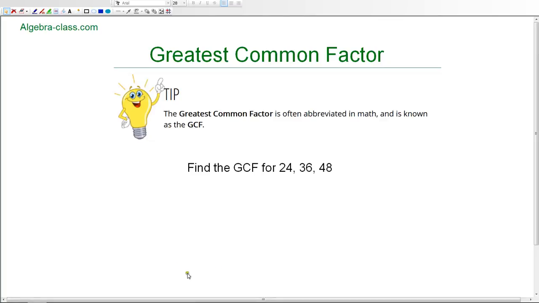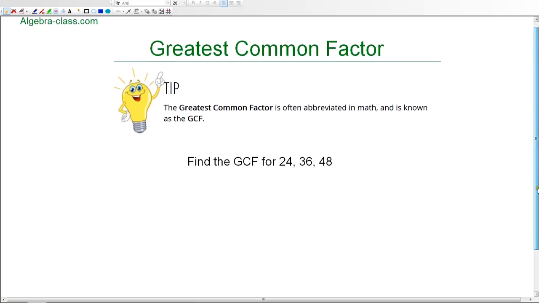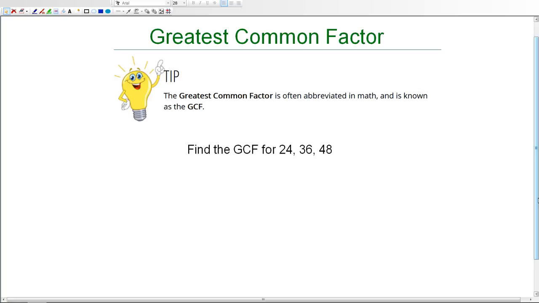So in a previous lesson on algebraclass.com, we talked about common factors. And if you missed that lesson, you might want to go back and view it so that you can understand fully what common factors are, because we're going to need that information to help us find the greatest common factor. So the greatest common factor just means that we're going to first find all the factors for our set of numbers. We're going to find the greatest common factor for 24, 36, and 48.